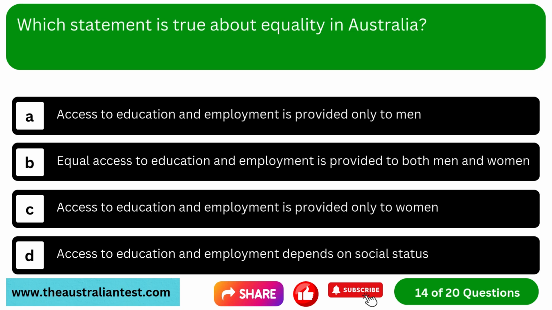Question 14. Which statement is true about equality in Australia? Option A, access to education and employment is provided only to men. Option B, equal access to education and employment is provided to both men and women. Option C, access to education and employment is provided only to women. Option D, access to education and employment depends on social status.